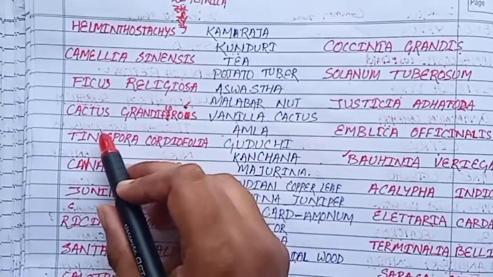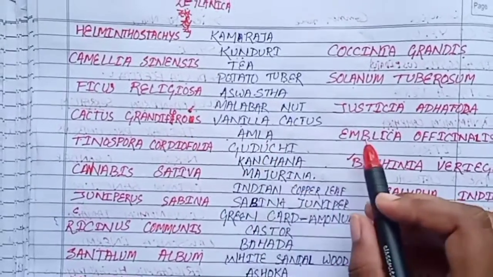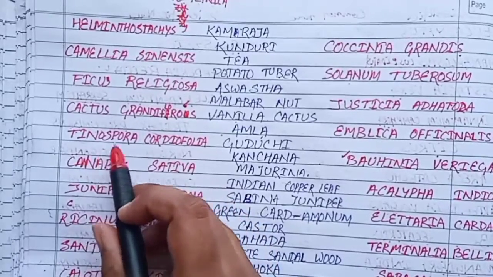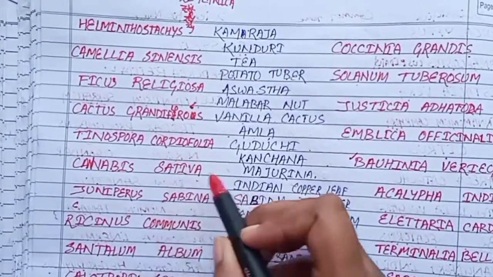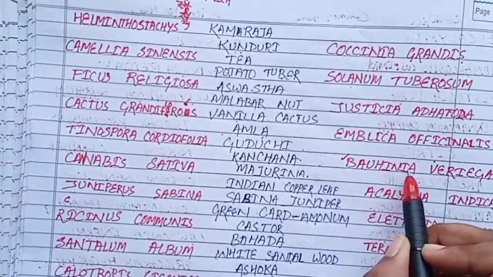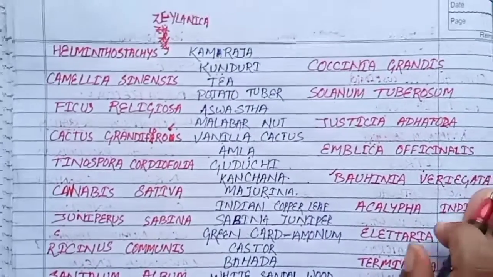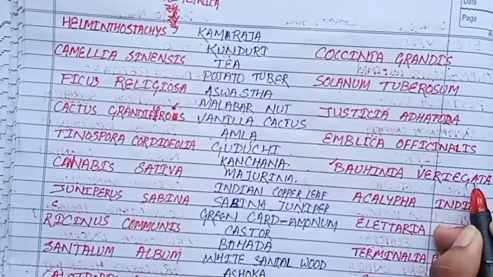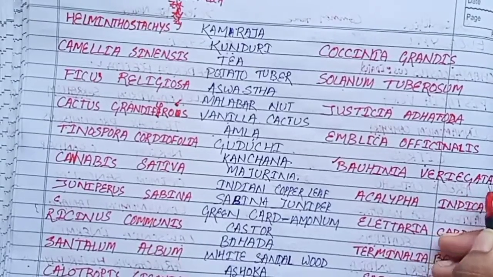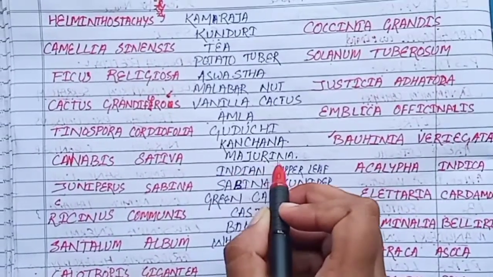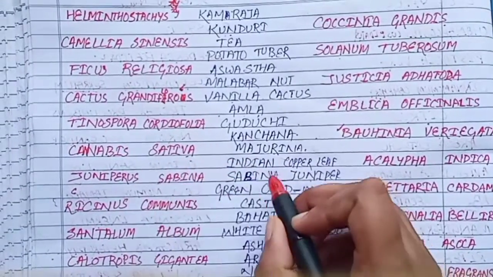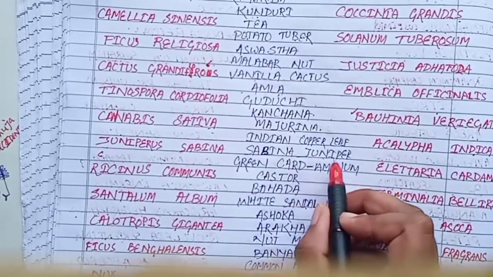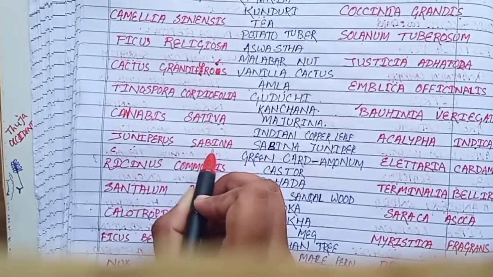Vanilla, whose scientific name is Vanilla planifolia. Amla, whose scientific name is Emblica officinalis. Guduchi, whose scientific name is Tinospora cordifolia. Kanchanar, whose scientific name is Bauhinia variegata. Then Bhang, whose scientific name is Cannabis sativa. Indian copper leaf, whose scientific name is Acalypha indica. Sabina juniper, whose scientific name is Juniperus sabina.